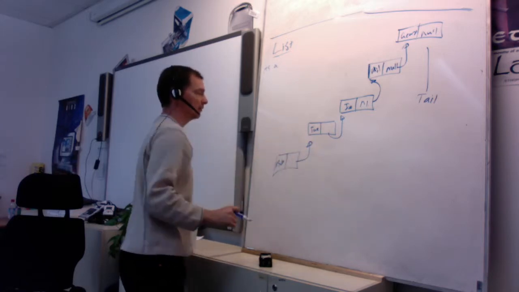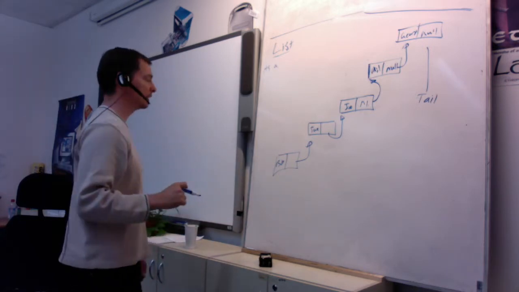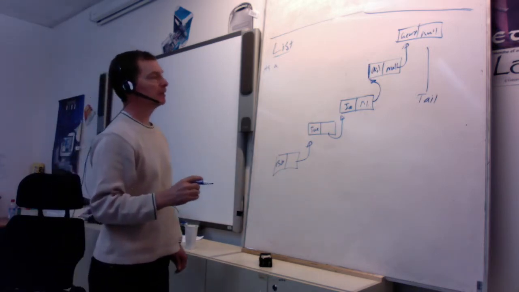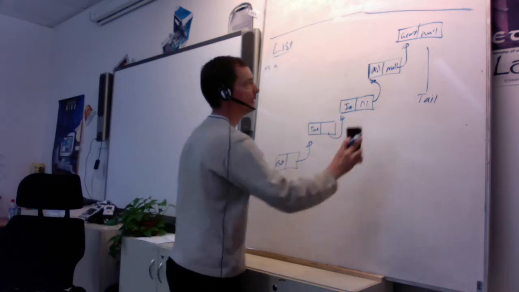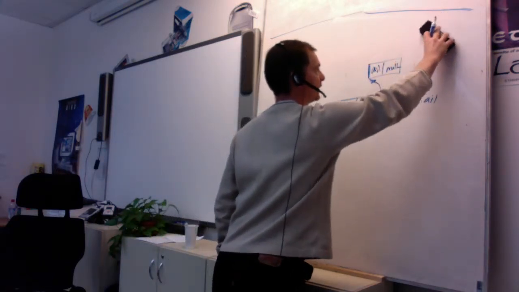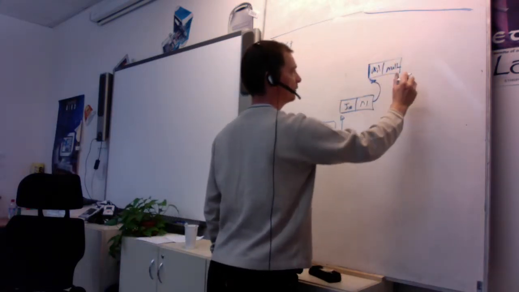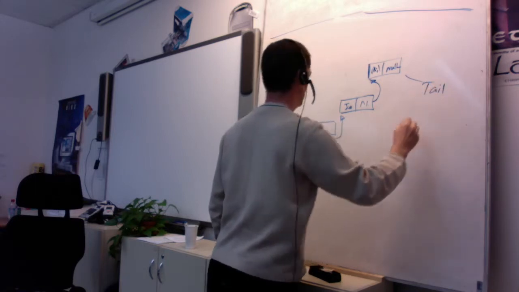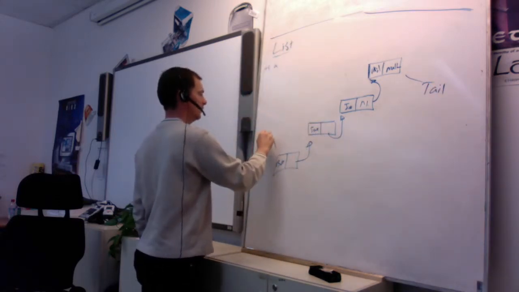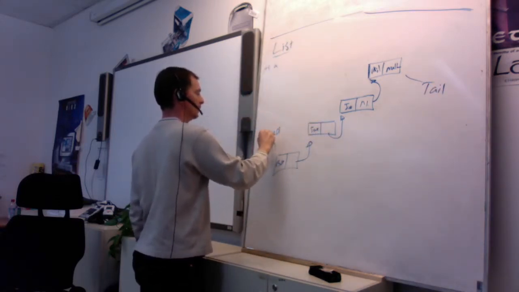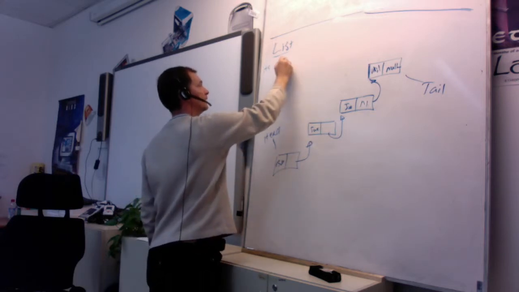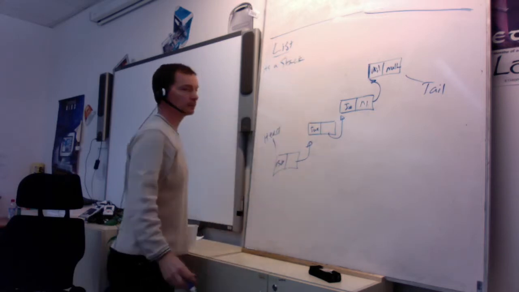So we're back to the original list, as it was with Bob, Sue, Joe, Phil. And actually we'll take this away too for the diagram's sake. Back to the original thing we got. This is the tail. This is the head. And now we're going to treat this as a stack.